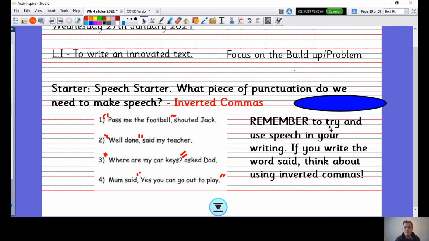And there's a little note here that says, remember to try and use speech in your writing. So maybe the writing that you do for me today, try and use some speech. If you write the word said, think about using inverted commas. So go back over your writing. If you've said the word said, can you go back and put the little 66 and the 99, just like we did on these 4 sentences, around the bits that are being spoken out loud, around the bits that your character says. Like Goldilocks might say, this one is just right. You can put that in our speech sandwich because she is saying it.